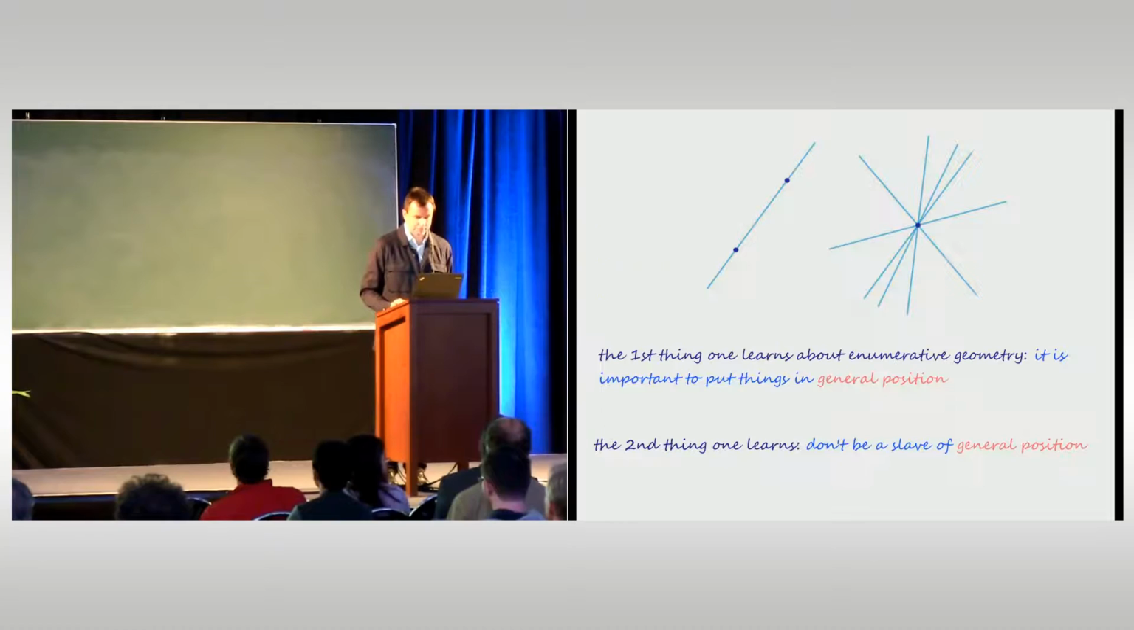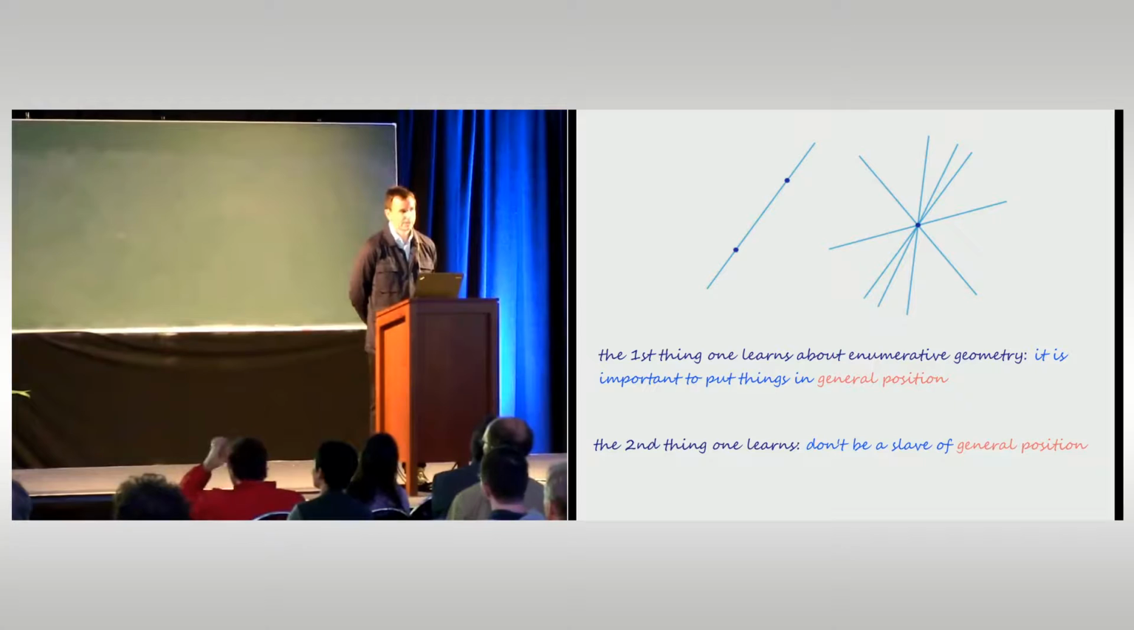So the problem we just did about rational cubics through 8 points, of course, you should choose the 8 points to be in general position, and this is one of the first things you learn in enumerative geometry, that you get a good count if you put things in general position. You don't have to go very far for examples. You can start with lines through 2 points. If the 2 points are distinct, there is one line. If the 2 points, in fact, happen to be the same point, then of course there is a whole pencil, this whole P1 worth of lines going through these 2 points.